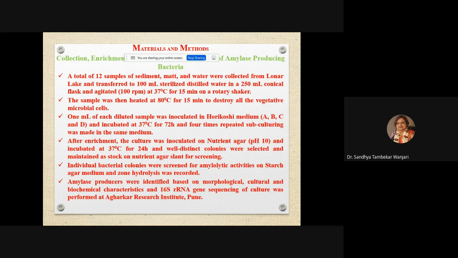Here we collected 12 samples of sediment, mat, and water, and transferred them to 100 ml sterile distilled water in a 250 ml conical flask, agitated at 100 rotations per minute at 37 degrees centigrade. The sample was heated at 80 degrees centigrade for 15 minutes to destroy all vegetative microbial cells. Then 1 ml of each diluted sample was inoculated in Horikoshi medium, specially designed for amylase producing organisms, and incubated at 37 degrees for 72 hours.